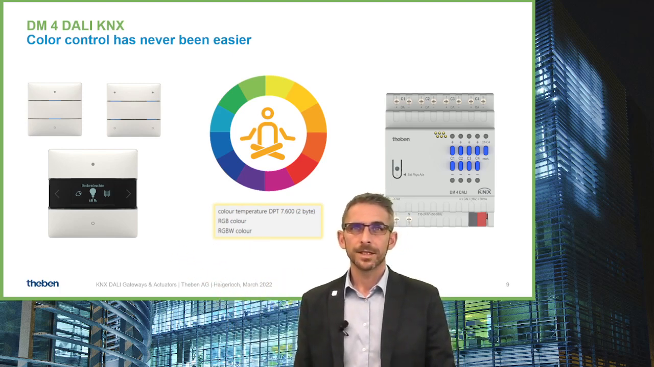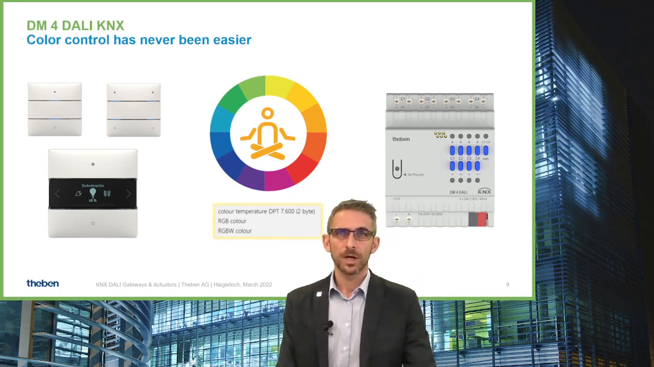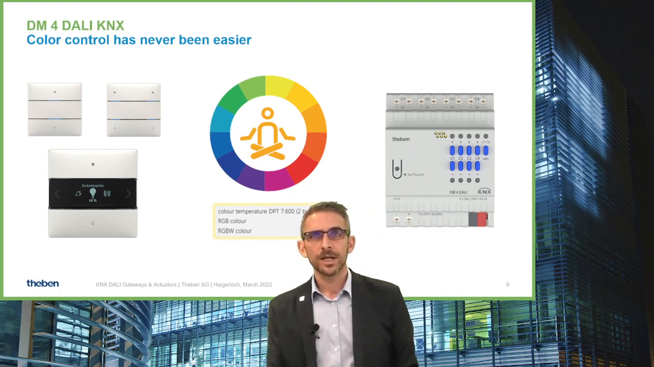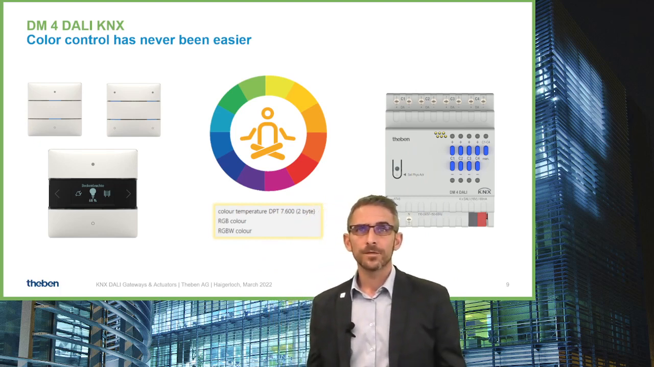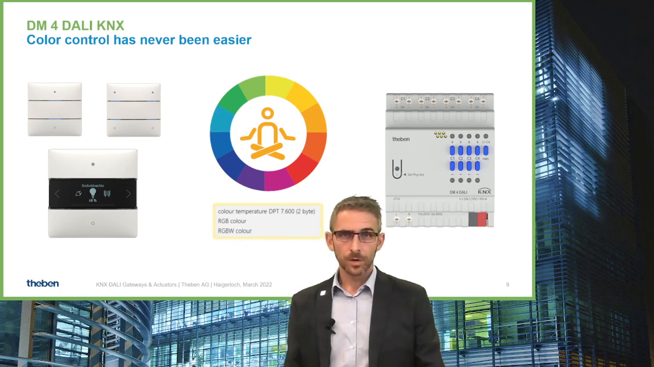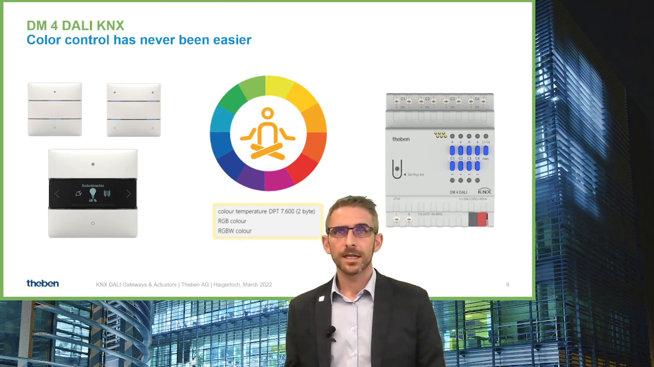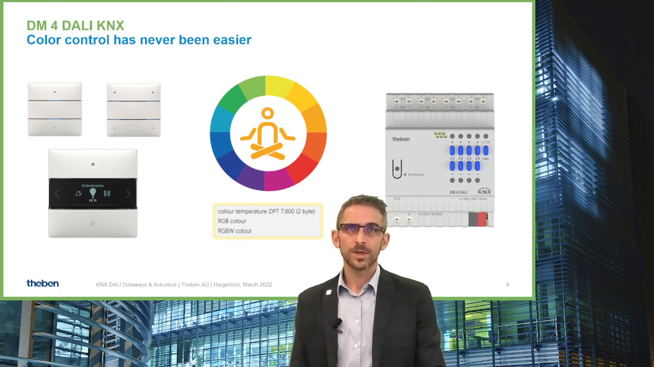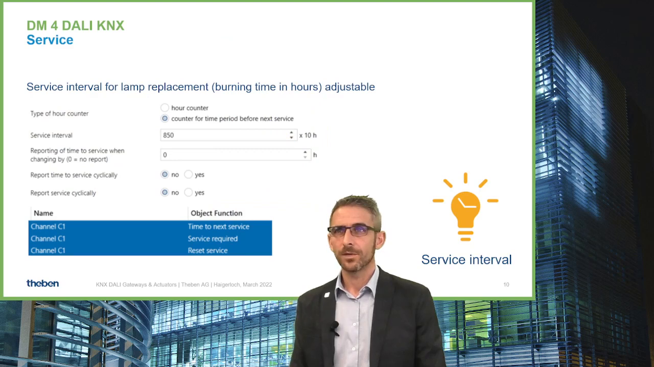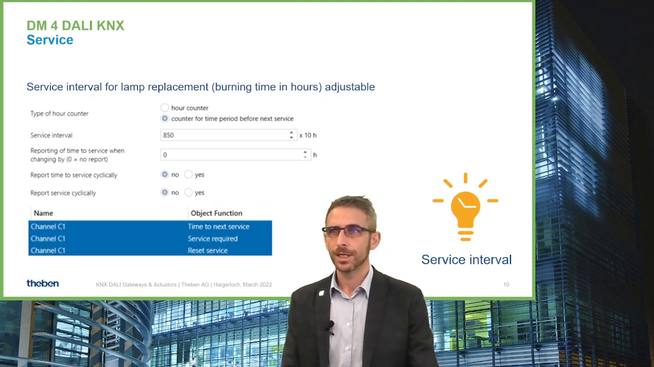We are using the communication objects which are up to date, and we have a very easy DALI device with no need for DALI commissioning, addressing, grouping, and so on. So it's just connect the DALI devices, and it's very similar to a phase control dimming actuator which we had in our KNX range.